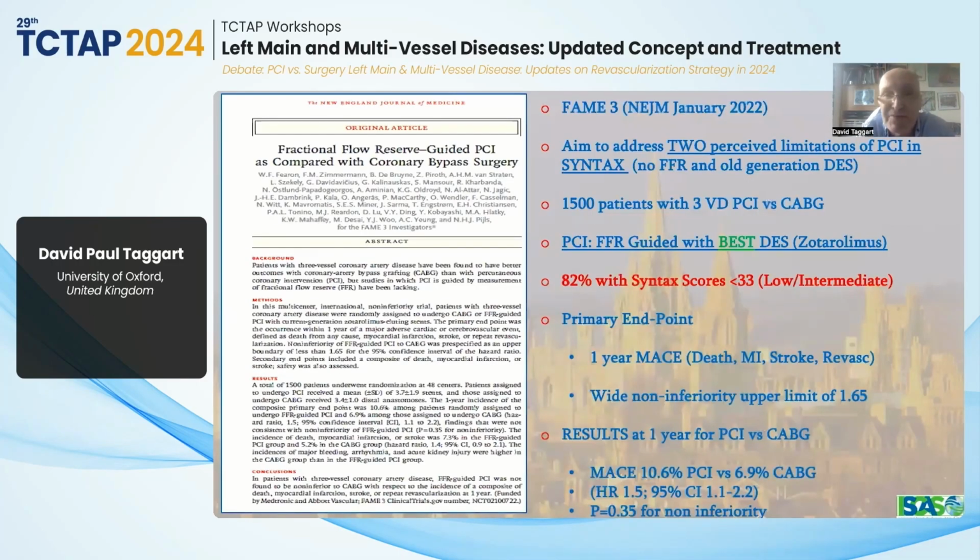And if you now look at the FAME 3 trial, this was used to address two of the limitations that were perceived in SYNTAX, that is, no use of FFR and use of an old generation drug-eluting stent. This had 1,500 patients, most of whom had SYNTAX scores below 33, and the primary endpoint was 1 year MACE of death, MI, stroke, repeat revascularization with a wide non-inferiority limit of 1.65. But PCI failed to reach the criteria for non-inferiority.